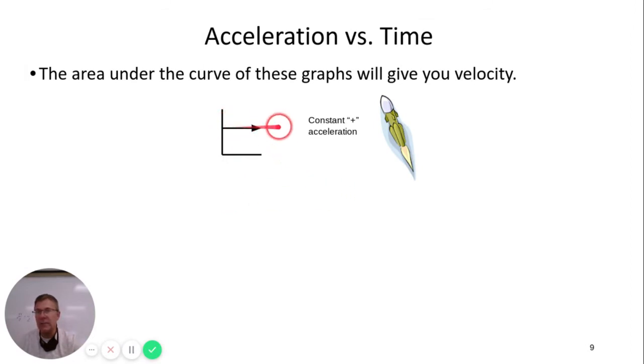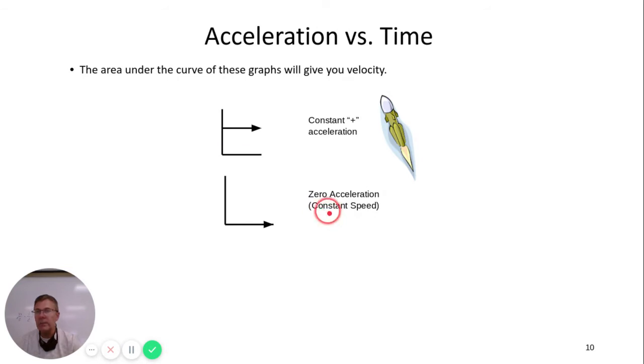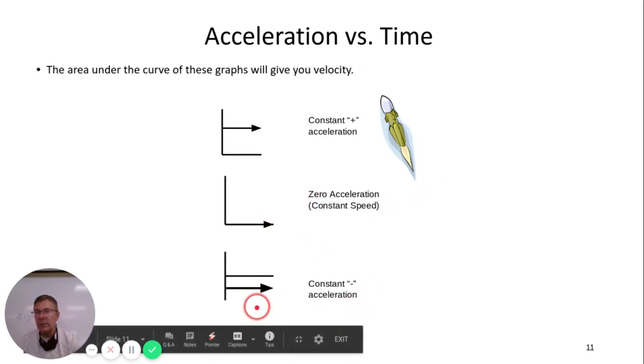So here's constant acceleration going up. If I want to find out how fast it's going, I would take the area under this curve right here. If I want to know at this point, like 2 seconds, how fast is it going, I would just take that area. Here's zero acceleration. It's constant speed. It's at the zero. And this would be constant deceleration, underneath the axis. That was the only 3 acceleration graphs that you're going to see this year.